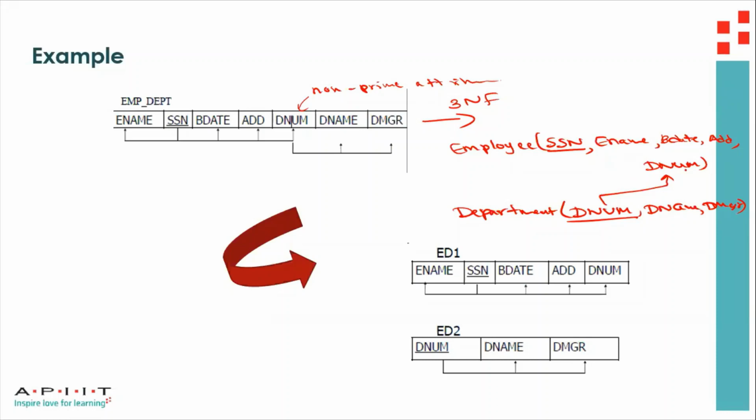And this department number, which is residing inside the employee table, is a foreign key. See, department number is the primary key of the department relation, and it has gone to the employee relation, and it has become what? The foreign key. That's the idea. So, any questions? Is it clear?